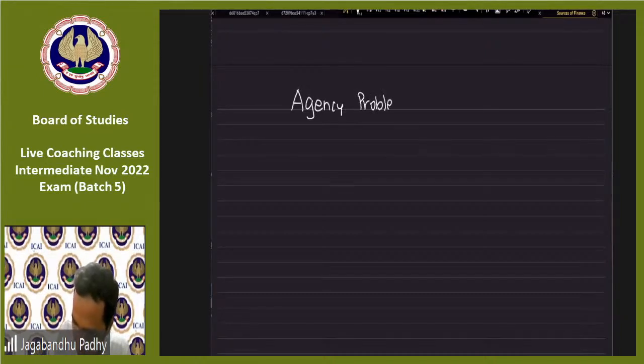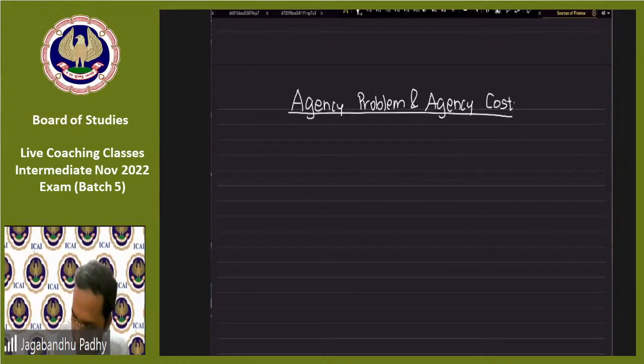Agency problem and agency cost. Now, this problem and the cost that arises from it is because of the setup in a joint stock company.